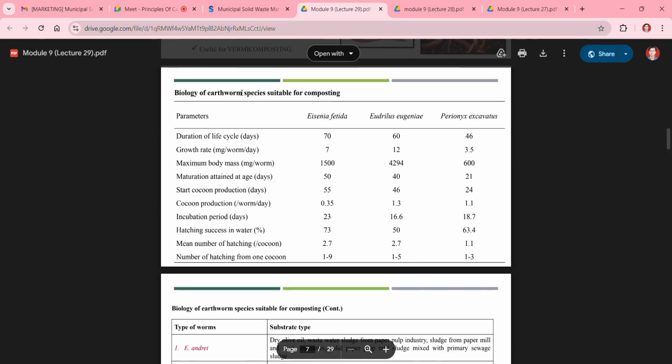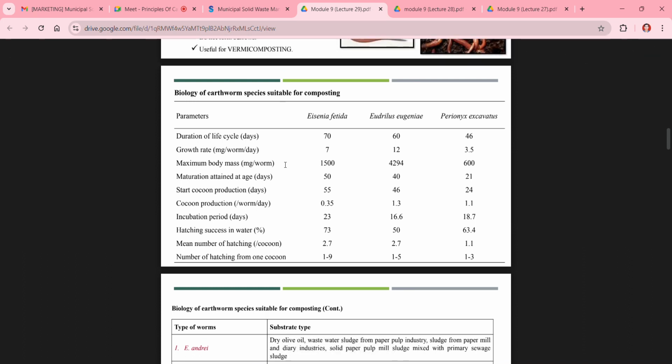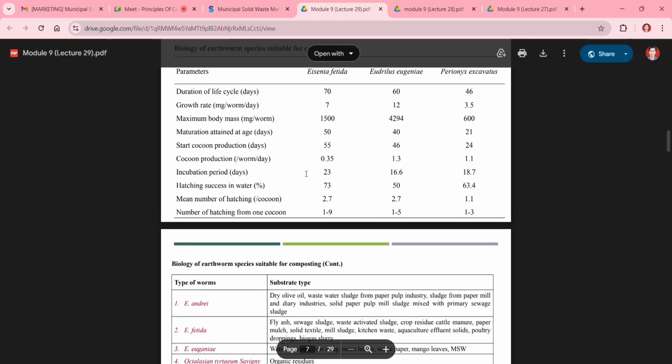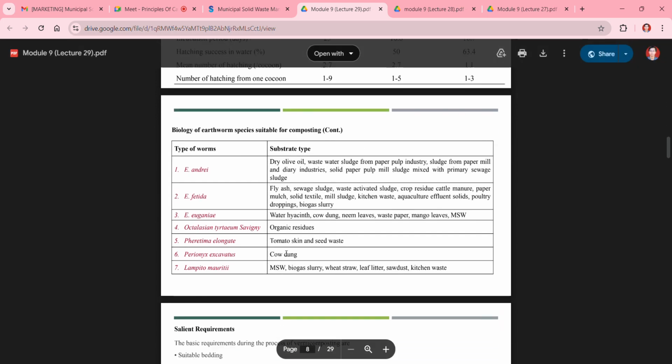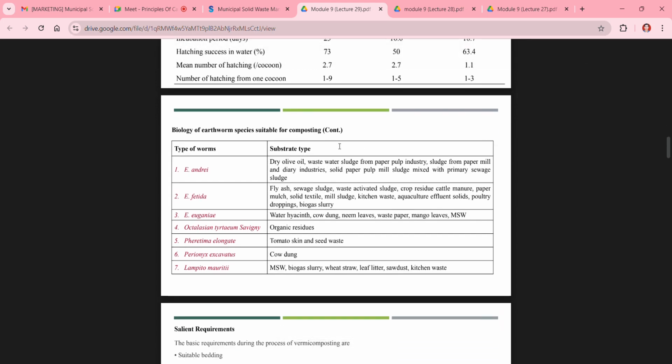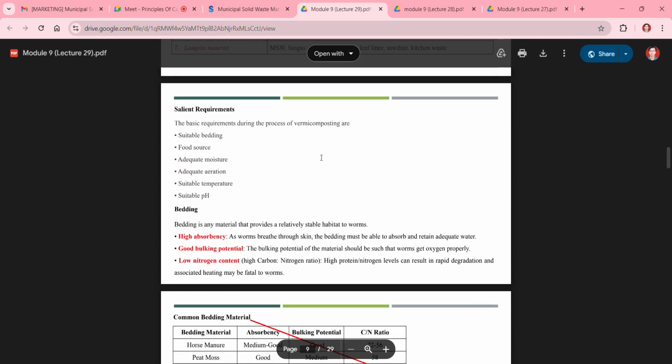And there are some different biologies of earthworm species which are suitable for the vermicomposting process, and their lifetime period, how much time it takes to create these worms, and what the different requirements are to create these earthworms. Okay, then there is the biology of earthworm species suitable for composting.